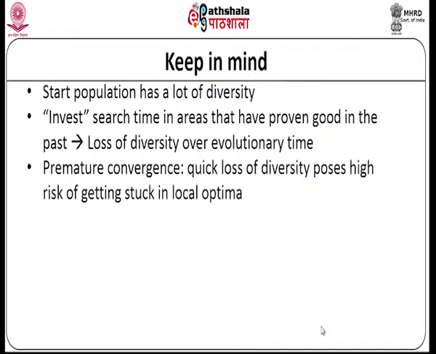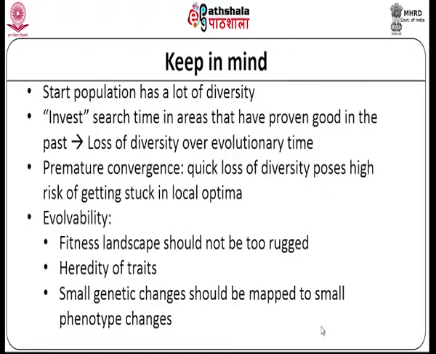Premature convergence is a quick loss of diversity, which poses a high risk of getting stuck in a local optimum. So, if you have premature convergence, it may be because of loss of diversity, and you get stuck in a local optimum. And evolvability: the fitness landscape should not be too rugged, that means how you decide on the fitness. You have to take care of the heredity of traits, and small genetic changes should be mapped to small phenotype changes. Only then will the evolvability be good.